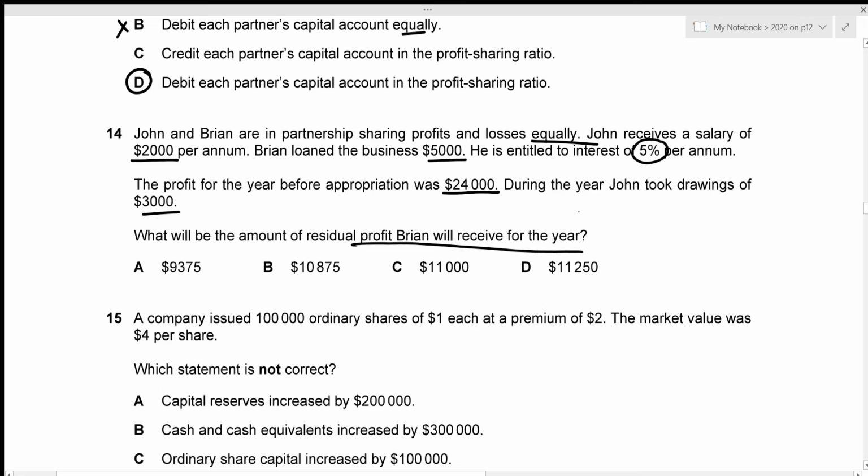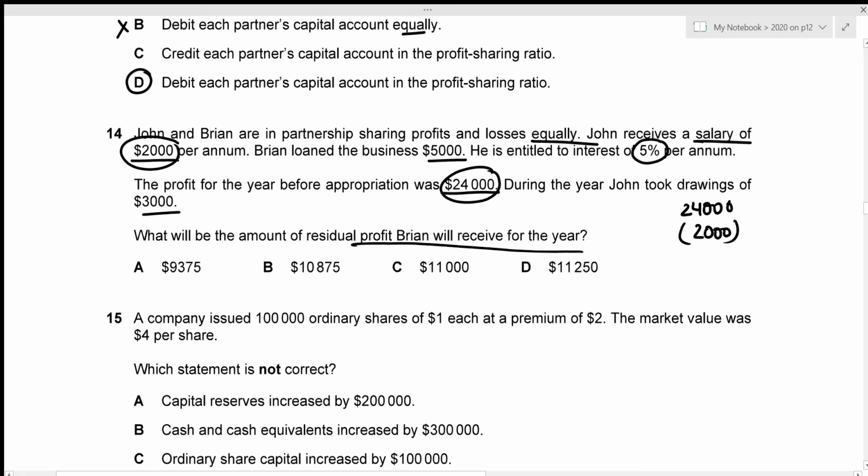Okay, so the very first step would be to figure out our residual profit from the profit for the year before appropriation. So that's $24,000. The very first thing to be recorded in our appropriation account is the salary given to John, right? This definitely reduces the residual profit, so we just need to subtract the amount of $2,000. Then we are also told that Brian loaned the business, but this interest on loan should already be adjusted in the profit for the year before appropriation, which means that we no longer need to adjust it in the appropriation account. So we can just completely ignore this.